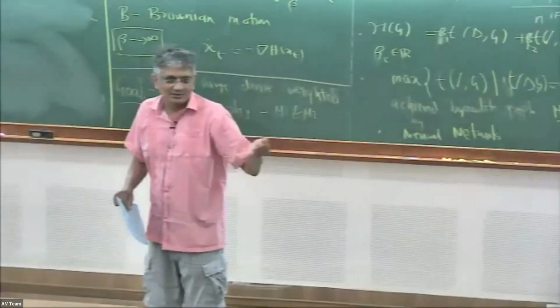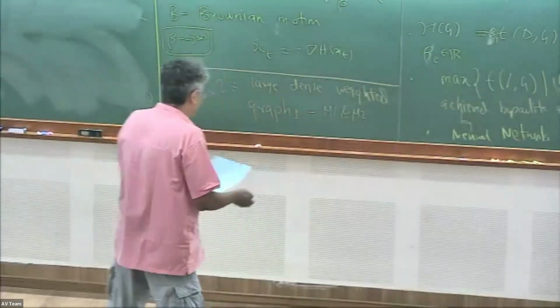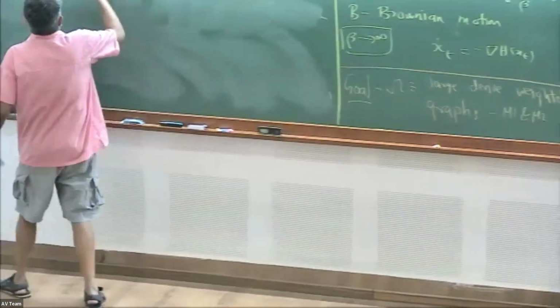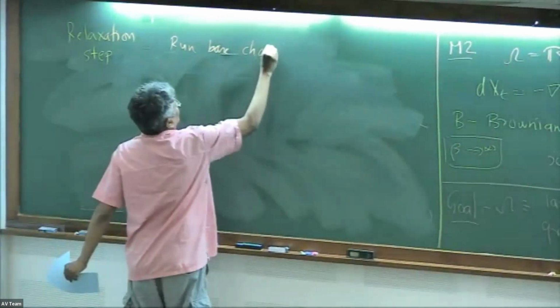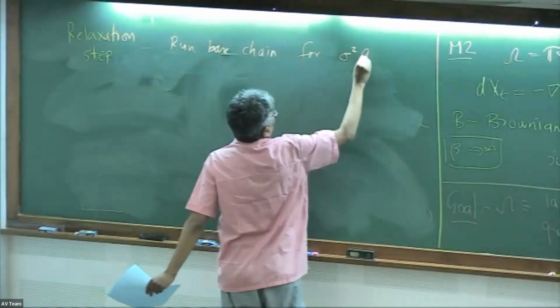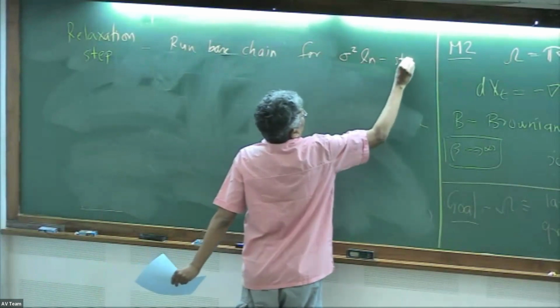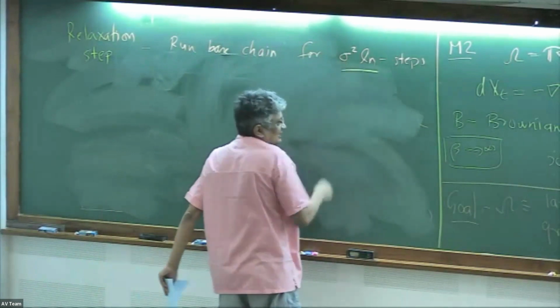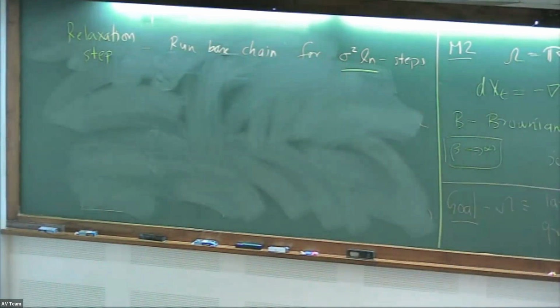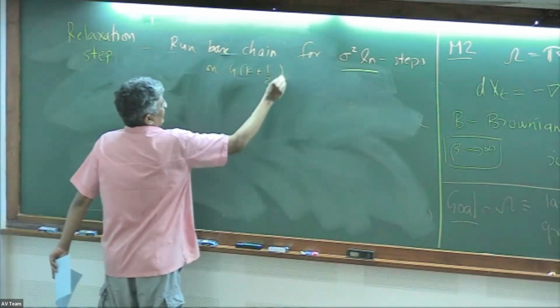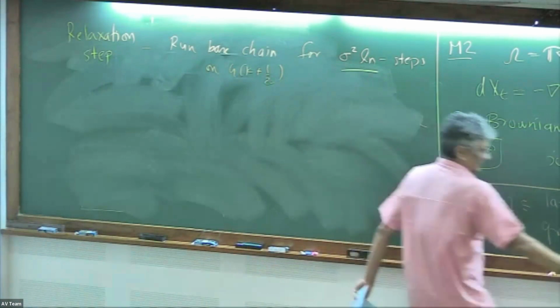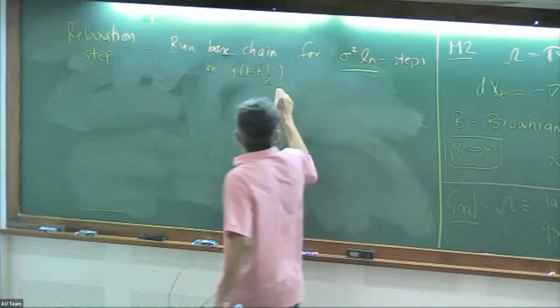I'll add some little noise to this boundary problem. So what we'll do is just run the base chain again. This is just a technical step, but the base chain for, let's say, sigma squared times ln. I'll control the relaxation by the parameter sigma squared. So here I will call this g k plus half as this step. And here I'll run the base chain on g k plus half. And then whatever I get, I accept. So my net result is g k plus 1.